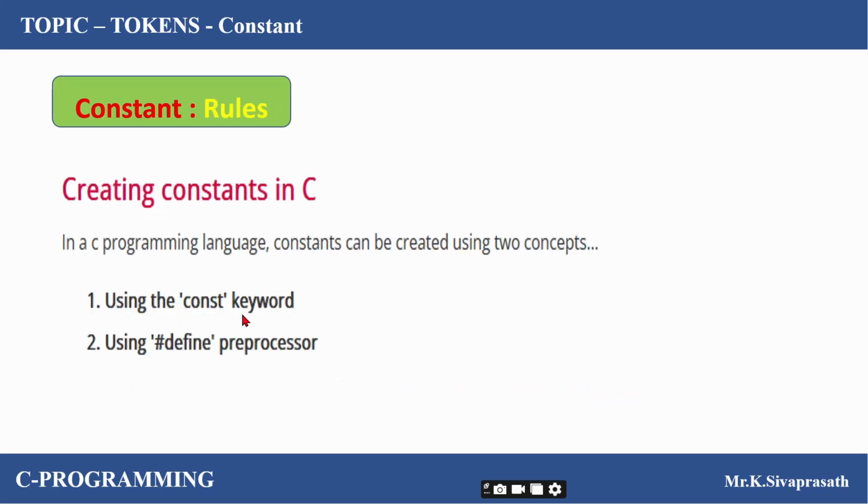To create a constant, we follow two different methods. One is by using the const keyword, which we have seen in the example itself, and another way to declare a constant is by using the preprocessor directive #define, which defines a constant very near to the header file. So that is how you can create a constant.